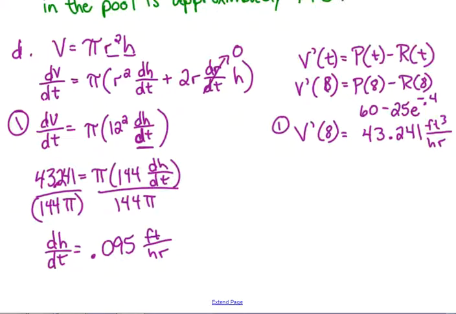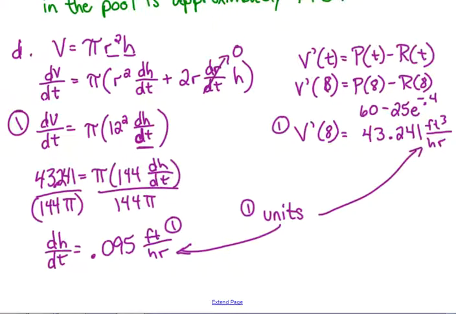And so you get a point for V prime of 8, you get a point for dV over dt, what that's equal to, you get a point for this answer, and then you get 1 point for your units on both. You got to have both units right to get that point right there. Okay, so anytime they say include units, you can about guarantee somewhere in the problem you're going to get a point for units. So you want to make sure that you include those anywhere that it's applicable.